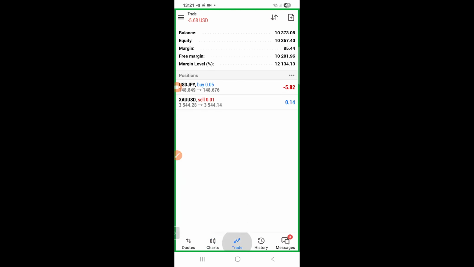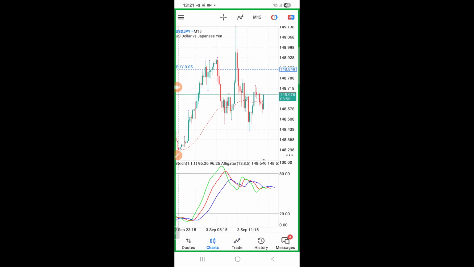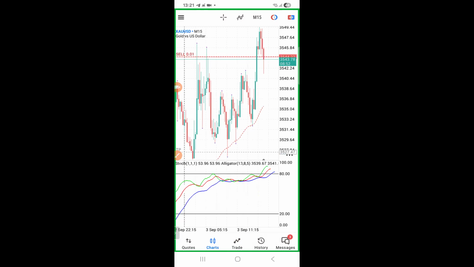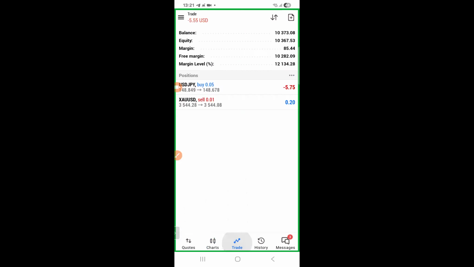Look at the dollar gaining momentum. Look at gold that gave us much money; we are now in negative again. So it's quite volatile because it's a new market open. New York just opened and all of that. This is how you take a trade in Forex, and the same pattern applies for synthetics.